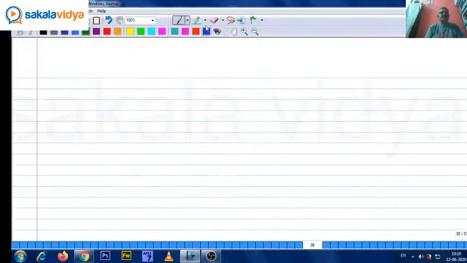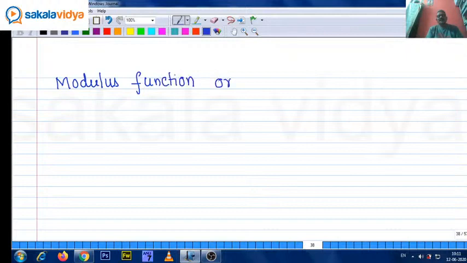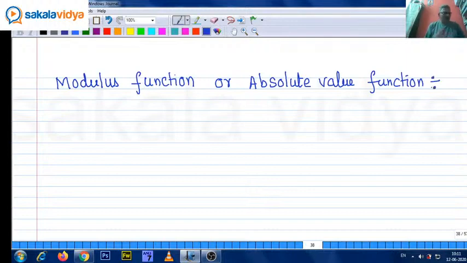So the next function is the modulus function. Or we can say that this is the absolute value function. Modulus function or absolute value function.